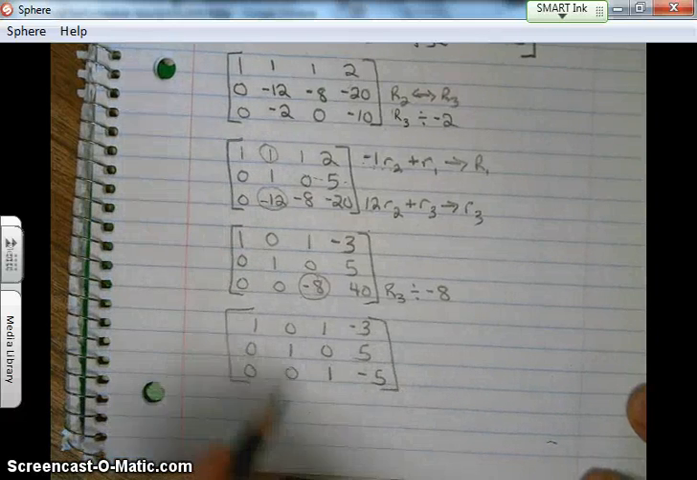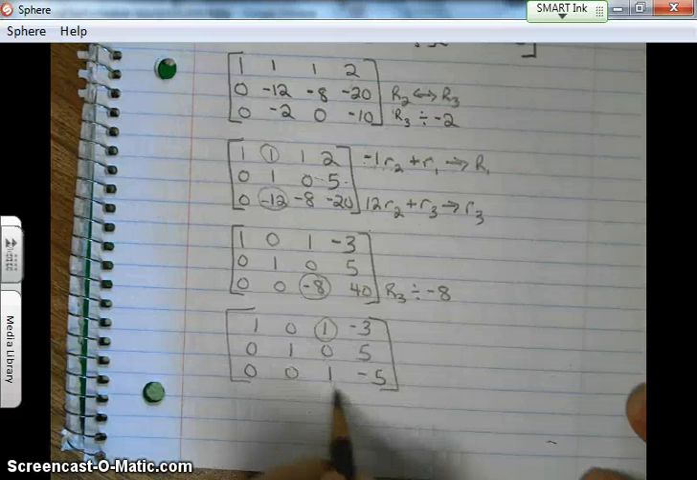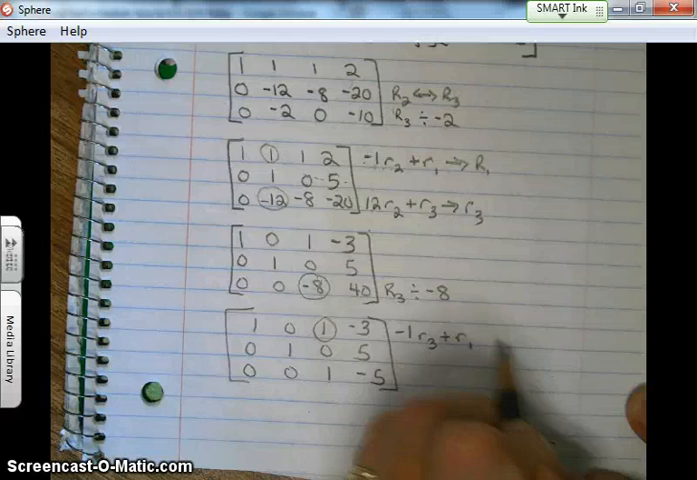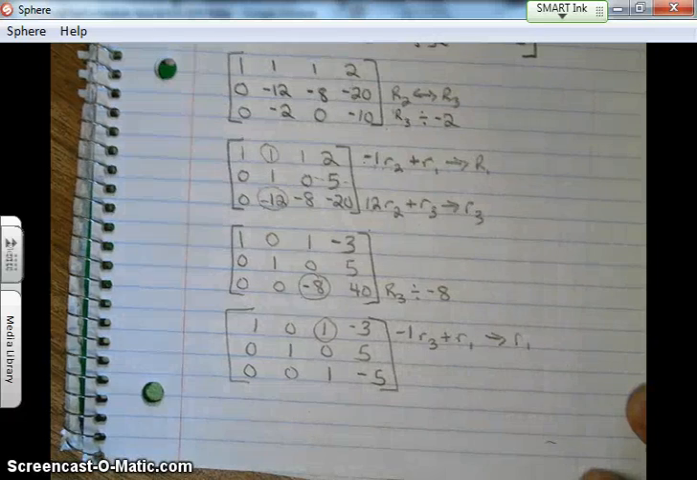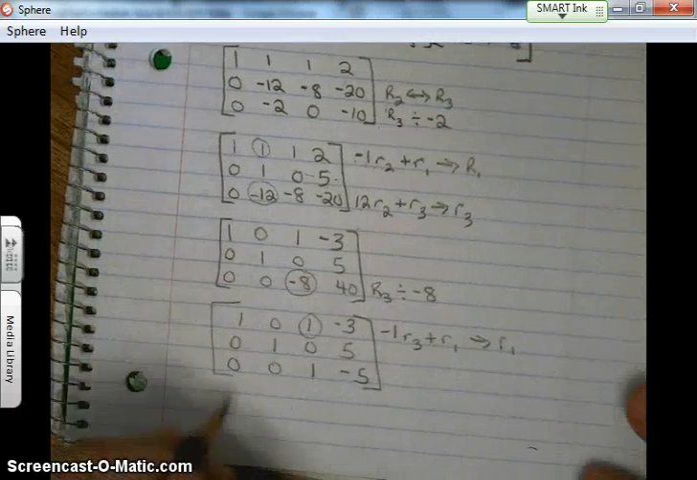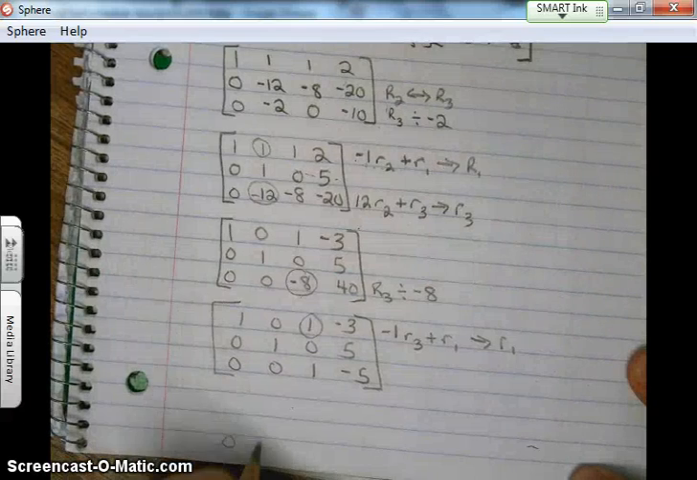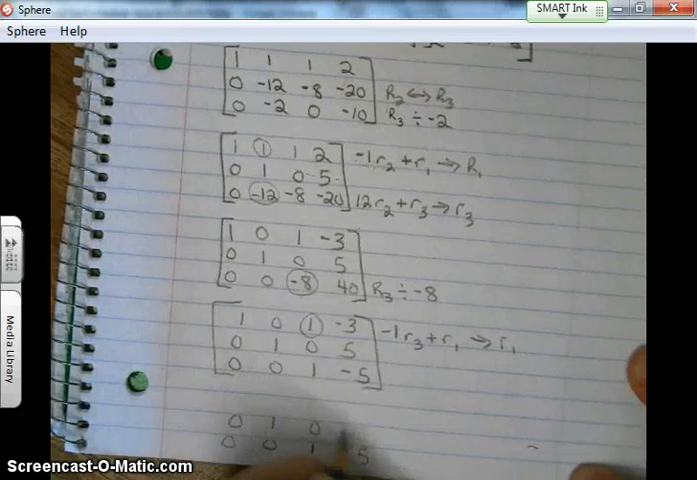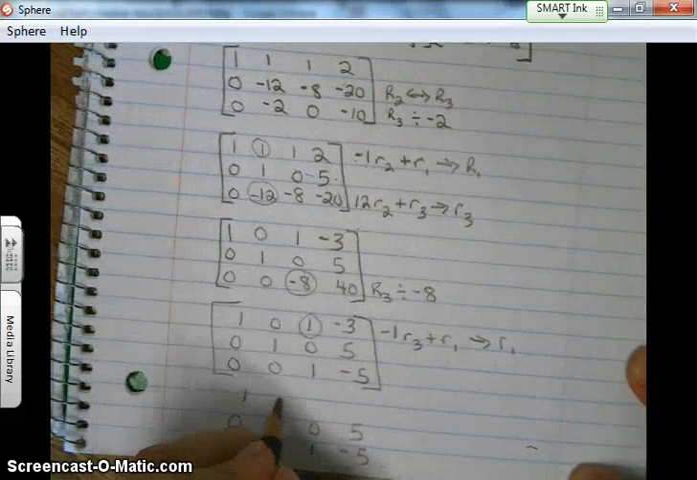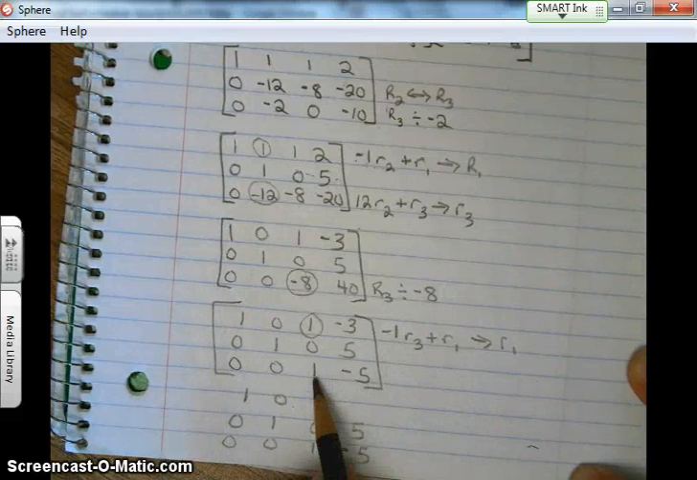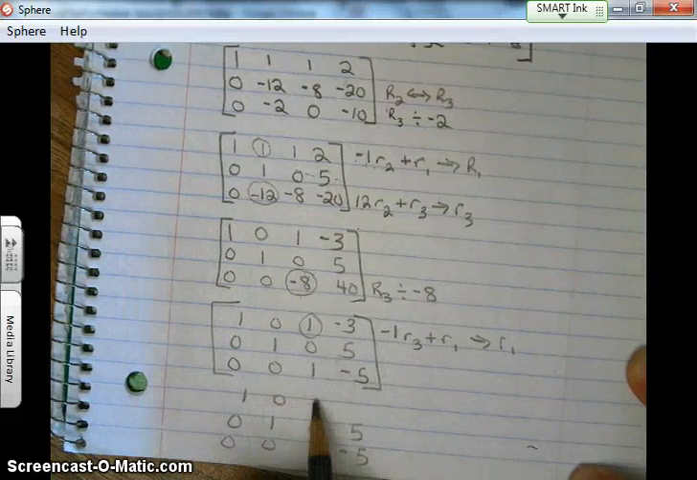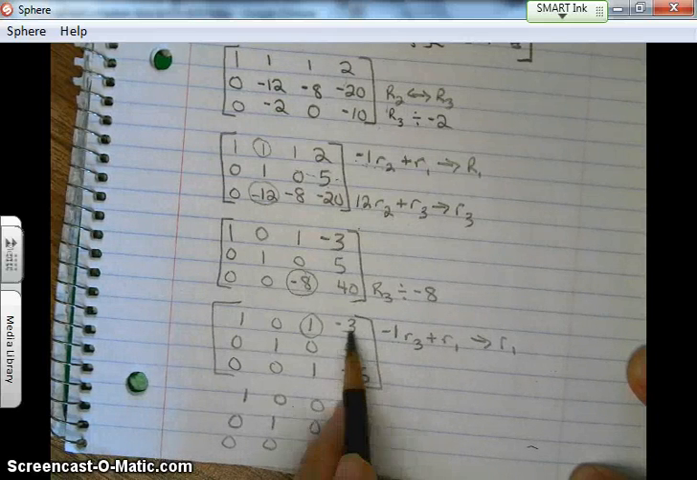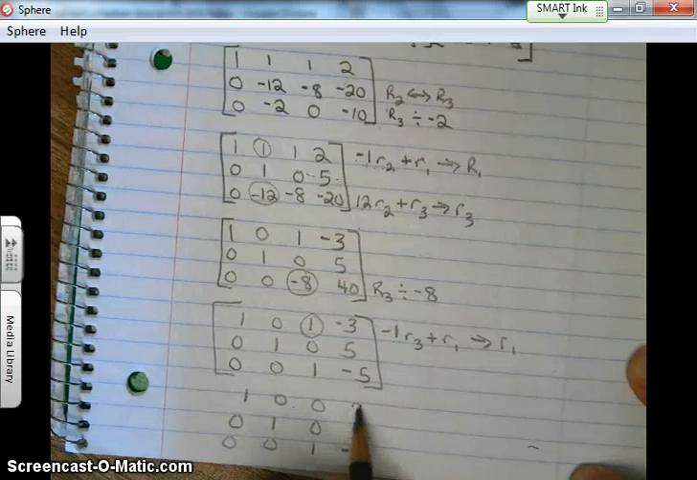Alright, almost done. We just need a 0 in this spot. So we're going to multiply row 3 by -1, add it to row 1. It's going to yield a new row 1. So we're going to have 0, 0, 1, -5, 0, 1, 0, 5, 1, 0. -1 times 1 is -1, plus 1 is 0. -1 times -5 is 5, plus -3 is 2.